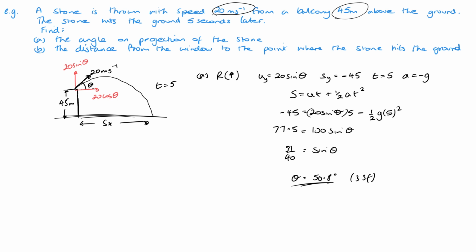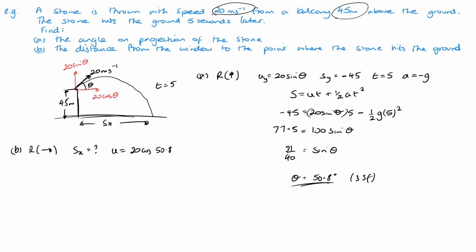Let's look at part B. So for part B, we're going to have to resolve horizontally to get that horizontal distance. Obviously, that is what we are trying to find, SX. Now, my U, or V, doesn't really matter what you use on this one, remember. That's going to be 20 cos, and theta now is 50.8. But obviously, I'm going to use the full value that is in my calculator.